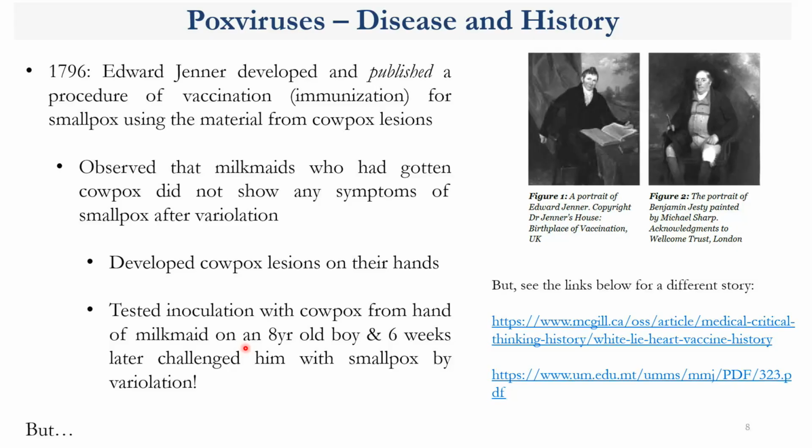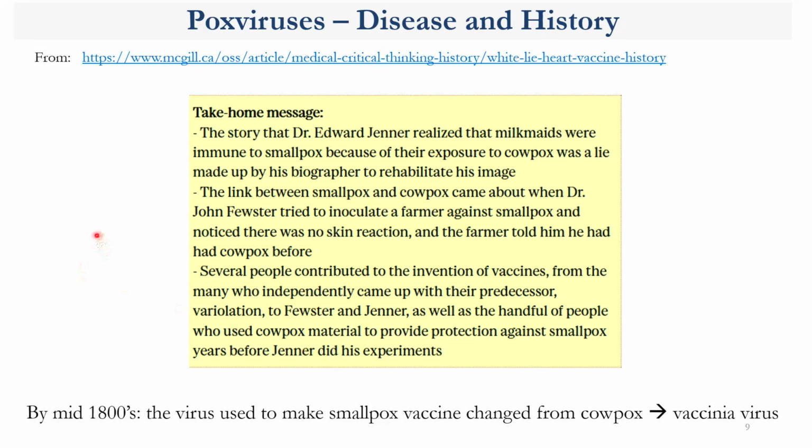And 6 weeks later, they tried to infect that boy with smallpox through variolation. And luckily, he did not develop the disease. But there's a twist to this story, which is that there were multiple people that actually developed this independently. Jenner was the first one to publish, but again, this seems to have been something that was made up by his biographer to change his image, okay? So even though he published it first, there is some controversy regarding that.